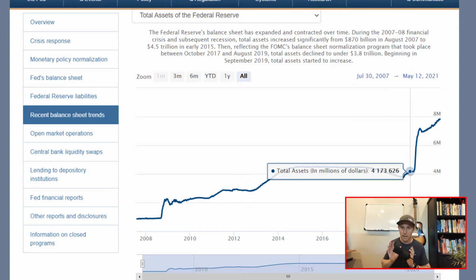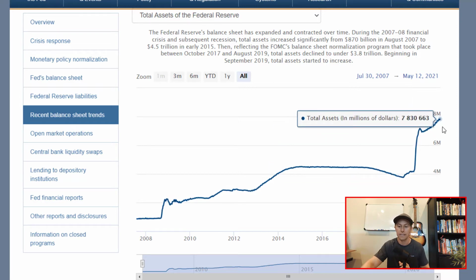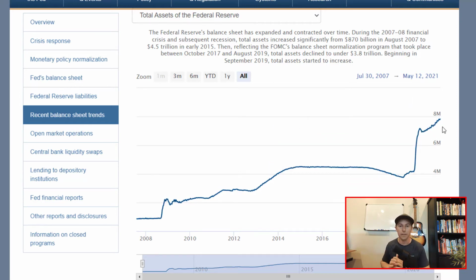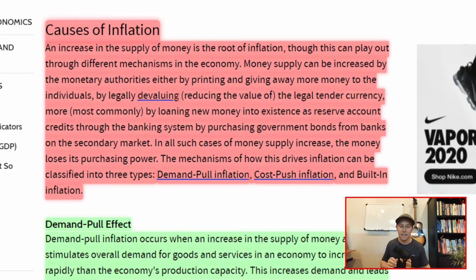And then, of course, once the pandemic hit in March of 2020, their balance sheet absolutely exploded. It nearly doubled in a 1-year period of time. The article goes on to say that in all such cases of money supply increase, the money loses its purchasing power. Then the setup that we are seeing moving into the future is more and more inflation.